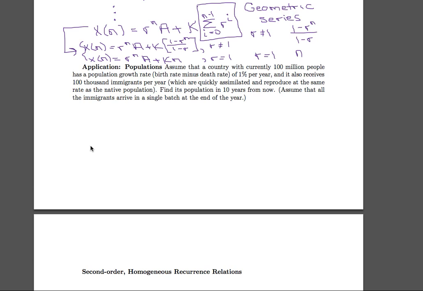Okay, so let's think about what this means in terms of our recurrence relation. So if there are currently 100 million people, that sounds like an initial value. So that's like an x of 0. And 100 million is 100, followed by 6 zeros.